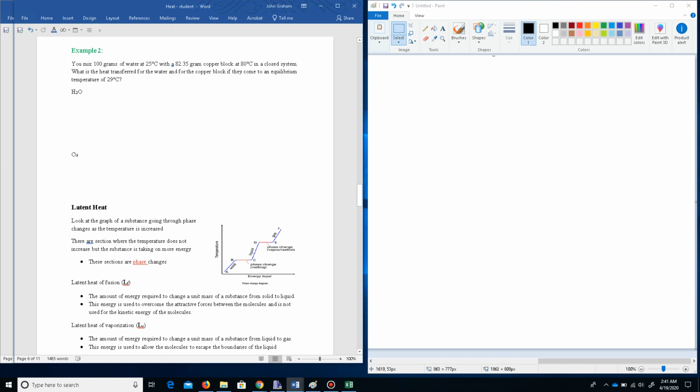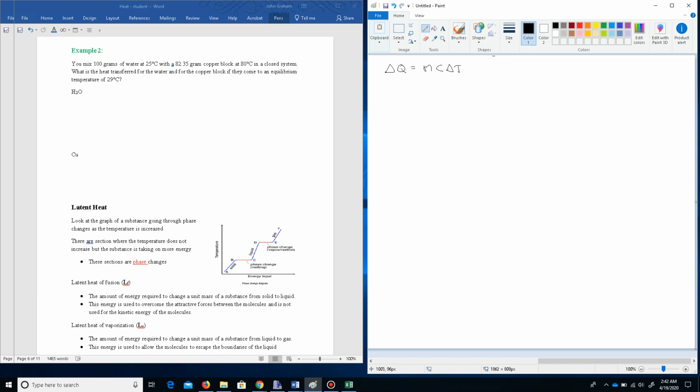Hi, this is Physics 1, Chapter 14, Part 2. We're dealing with heat. And we left off, we did an example of a heat exchange. And so now we're going to do another example, kind of a refresher too from last video. Remember, the change in Q equals the mass times specific heat times change in temperature.